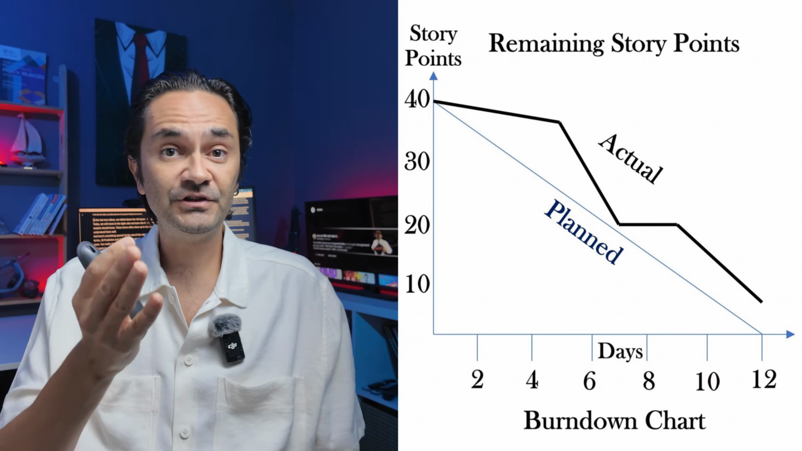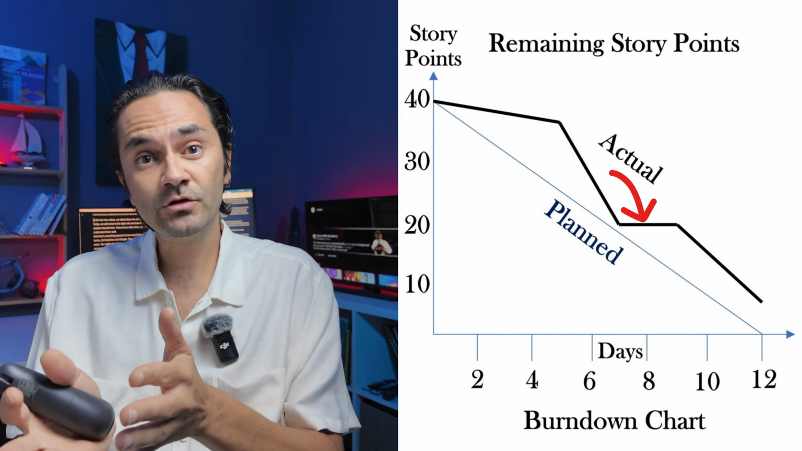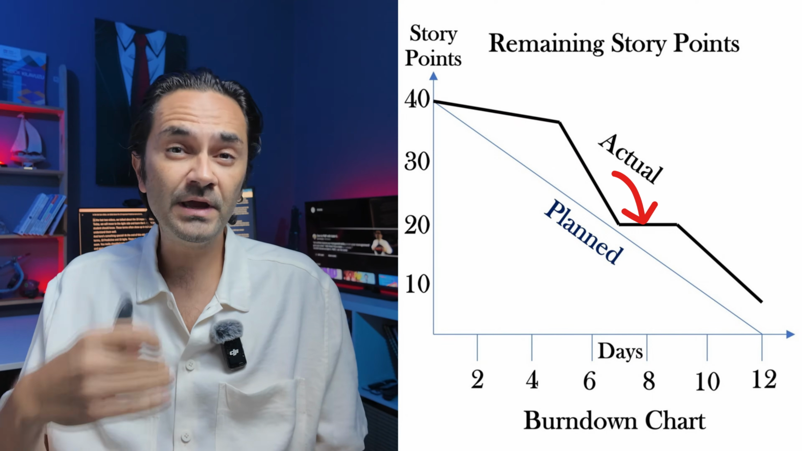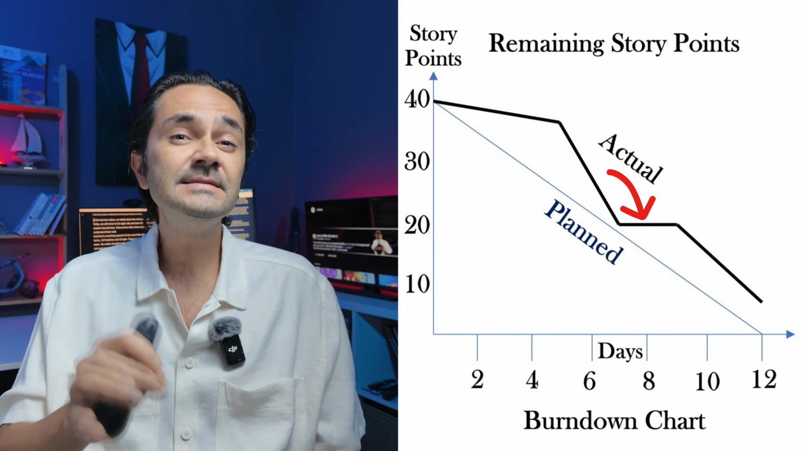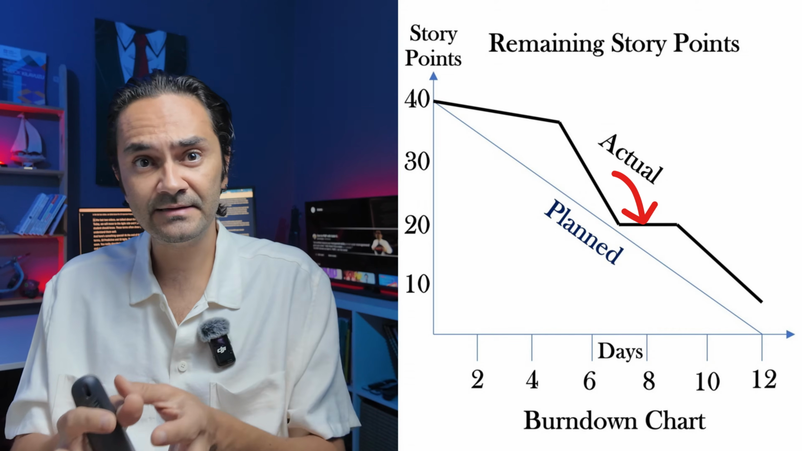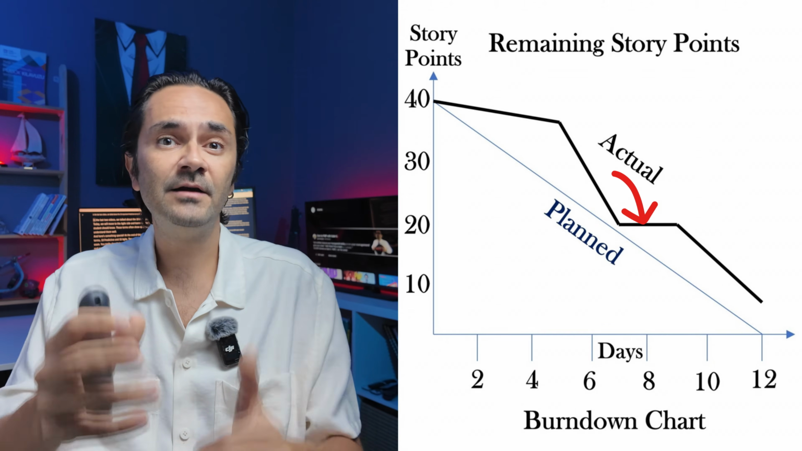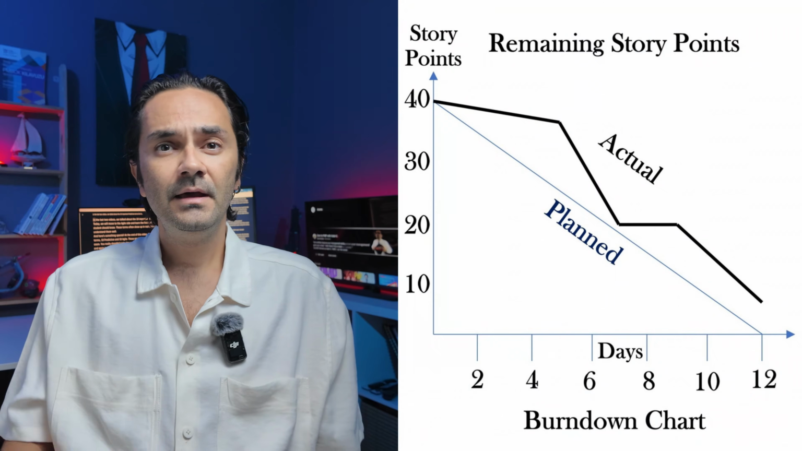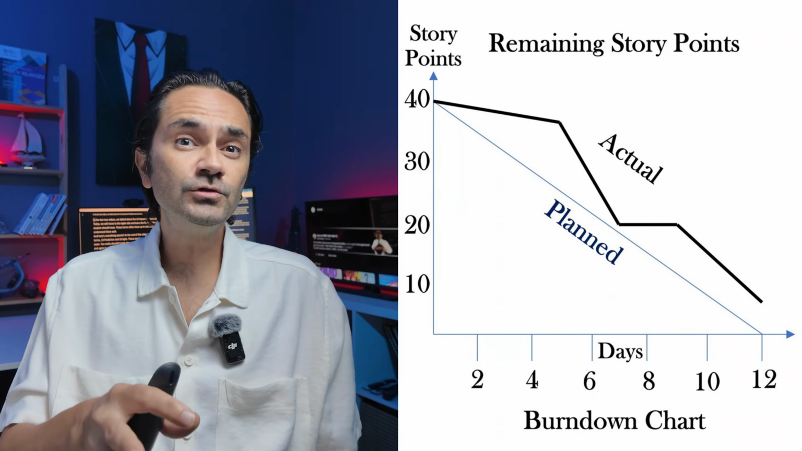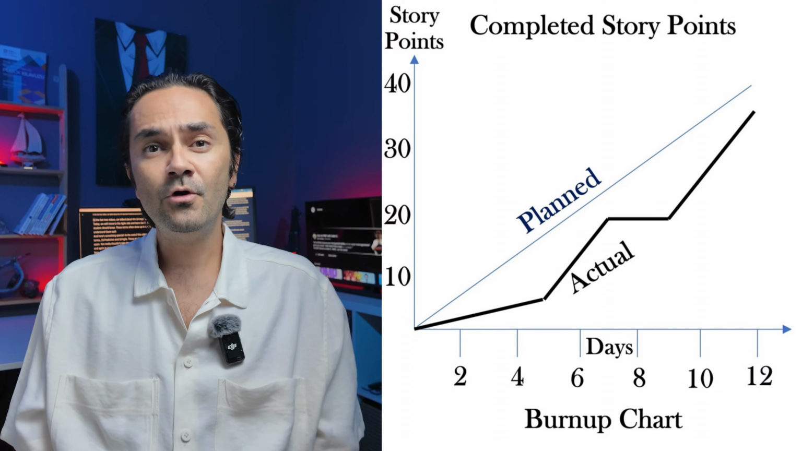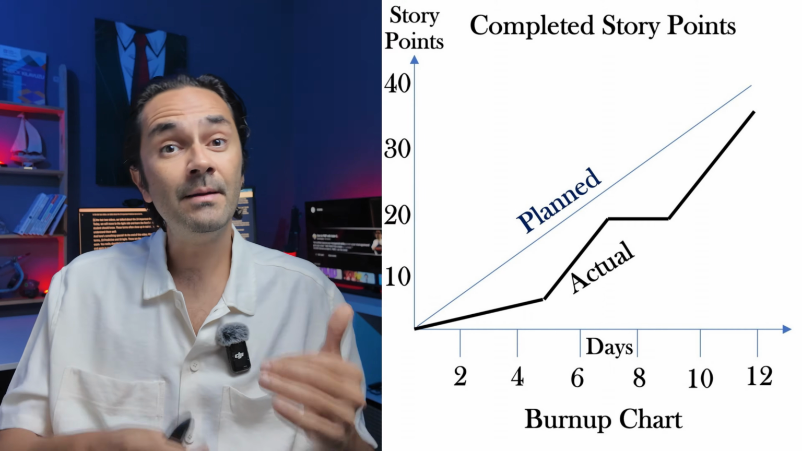For instance, if the chart shows the remaining work line staying flat instead of going down, it means the team is not completing tasks as expected and may need to adjust their plan. Or if the line drops sharply in just one day, it might mean several tasks were finished at once, which could indicate that work wasn't updated regularly during the time period. Instead of a burndown chart, we can also use a burnup chart. A burnup chart is simply the opposite of a burndown chart.